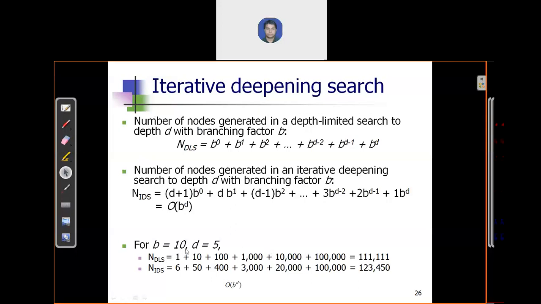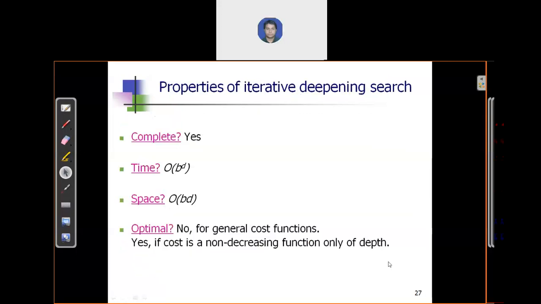If the branching factor is 10 and depth is 5, your complexity will be like this. These are the key points. Complete: yes, this iterative deepening search technique is complete, because if there is a solution it will be able to find it. Time complexity is b to the power d, the same as DFS and BFS. Space complexity is reduced to bd. Optimal: again, it depends. No for a general cost function, and yes if it is a non-decreasing function of the depth.